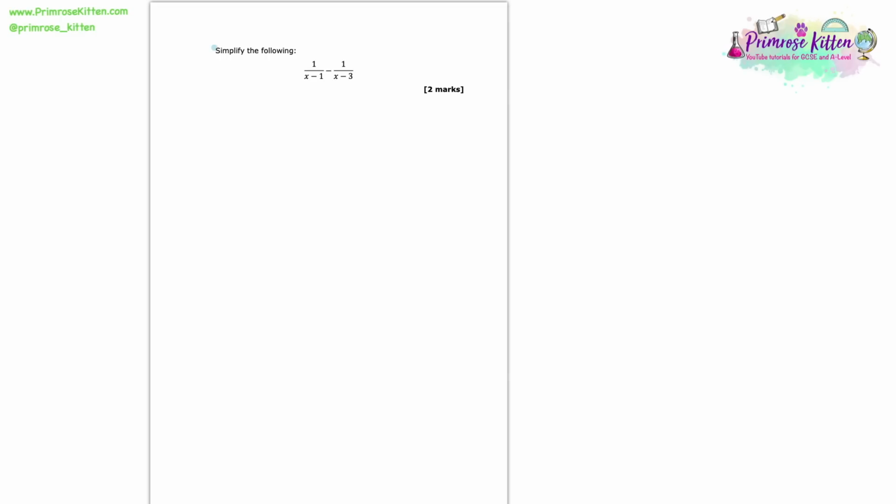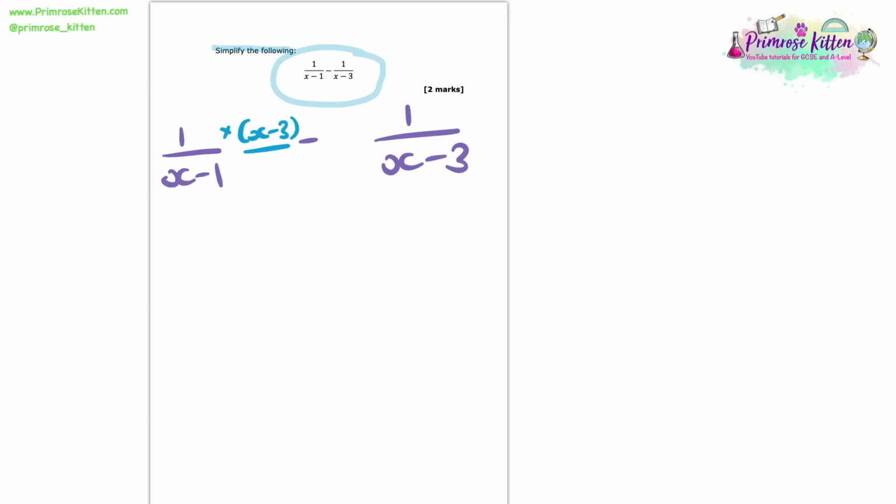Simplify the following, and here we have 1 over x minus 1 minus 1 over x minus 3. Now we have two algebraic fractions here. In order to simplify this, we need to turn it into one big fraction. And to do that, we need to get the denominators the same. We can do this by timesing the 1 over x minus 1 on the top and the bottom by x minus 3. So we have 1 times x minus 3 on the top and x minus 1 times x minus 3 on the bottom.